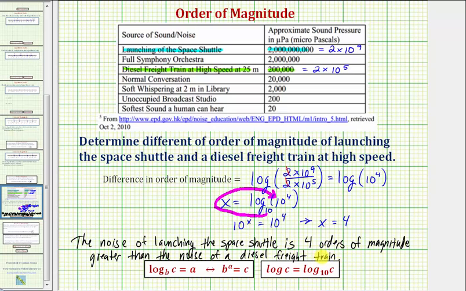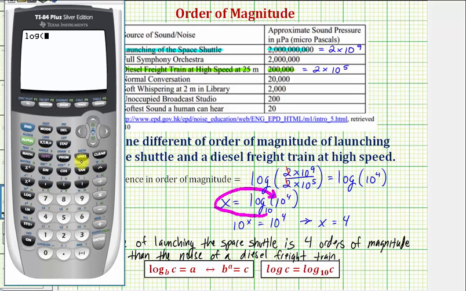Now we did solve this by hand, but I do want to show how we could have evaluated this using the calculator. We could have just entered the common log of 2 billion divided by 200,000, close parenthesis and enter, which also gives us the difference in magnitude of 4.